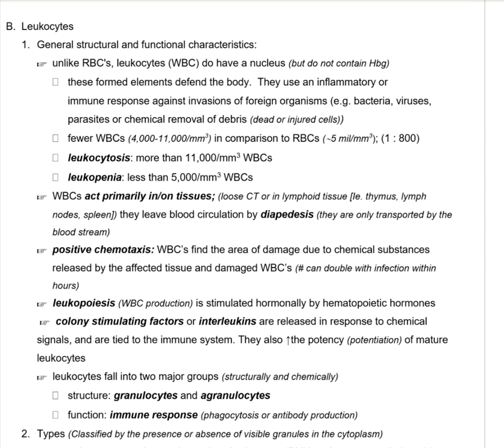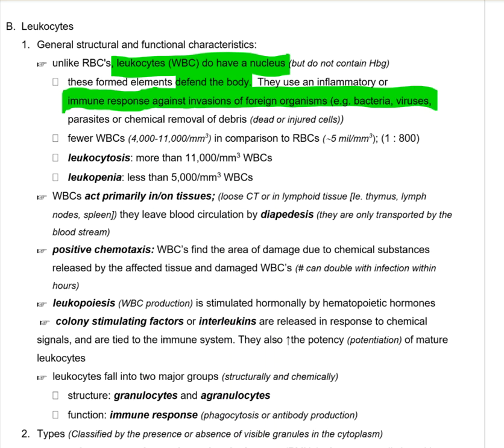So white blood cells have a nucleus. They are not like red blood cells where they have ejected their nucleus. They don't contain hemoglobin, obviously. That's supposed to be HGB, not HBG, excuse me. And these formed elements defend the body. That's their function, right? They use either inflammatory or immune responses against foreign invaders like bacteria, viruses, parasites. And they also will work to help clean up and remove debris from injured areas of the body.